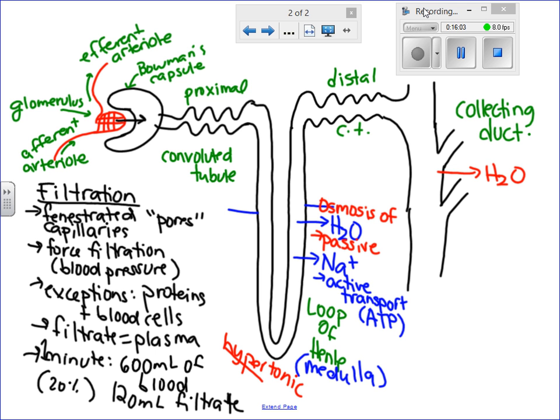Now other substances that will come out of the filtrate in the proximal and the distal convoluted tubule would be things like glucose, would be things like amino acids. Those are substances that your body generally is going to hang on to and do more things with.